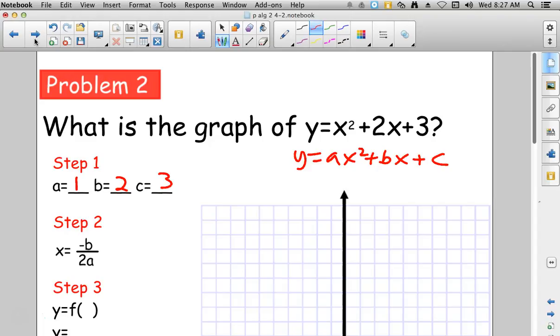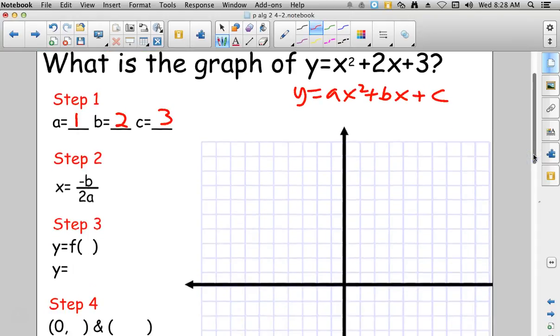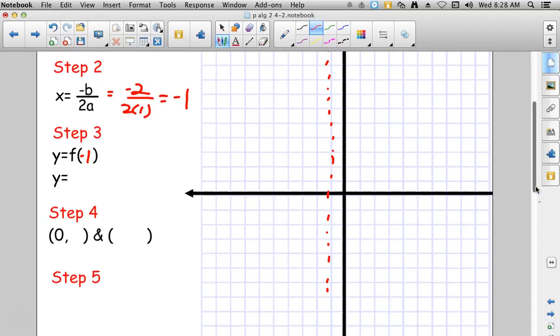And then step 2 is use that little negative b over 2a formula and get that axis of symmetry. So in this case, it's going to be negative 2 over 2 times 1, which is going to be negative 2 divided by 2, which is negative 1. Now we want to take that negative 1 and plug it into the equation because we want to know what do you get for y. This is already the axis of symmetry. So you might want to stop right there and say, okay, I know my vertex is somewhere on here. Not exactly sure yet, but somewhere.